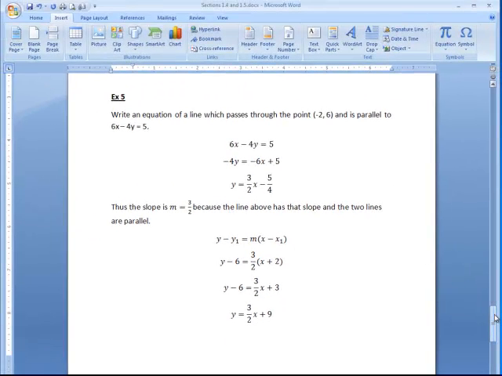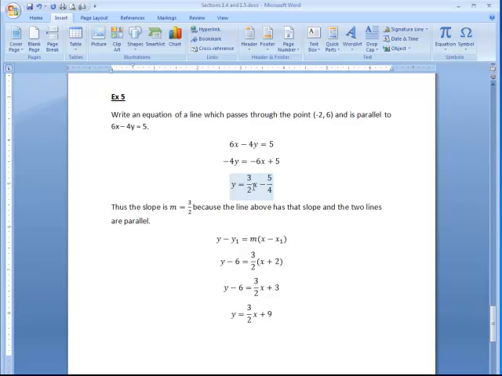It says write an equation of a line which passes through the point -2, 6 and is parallel to 6x minus 4y equals 5. Again, I want the same thing. I want a point and a slope. I have a point, but I don't have a slope. But I do have an equation for a line. And if I take this equation for a line and I solve for y, this is in the form y equals mx plus b. In this case, it's y equals 3/2 x minus 5/4. So this line has a slope of 3/2.